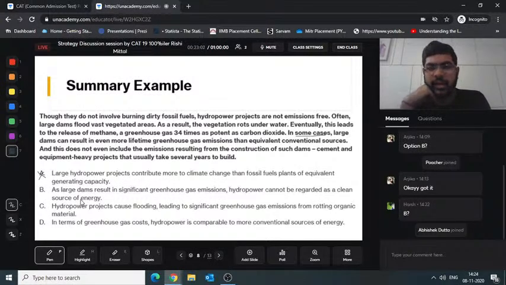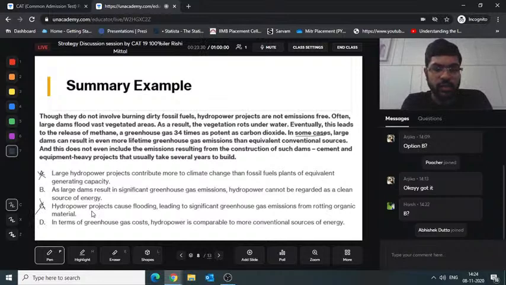But is that the central idea? Not really. The central idea, as far as I understood from this, is that hydropower projects, the dams, also emit a lot of pollution, a lot of emissions. So this option, although true, is not capturing the core essence of this. So I'll eliminate this.